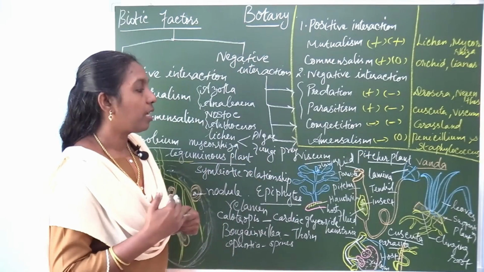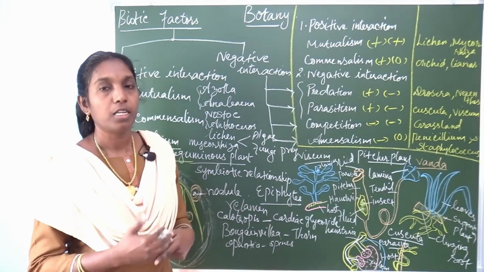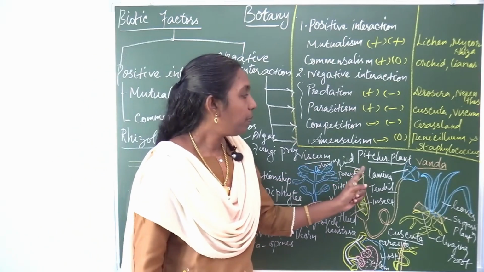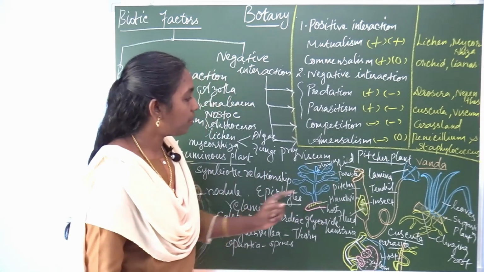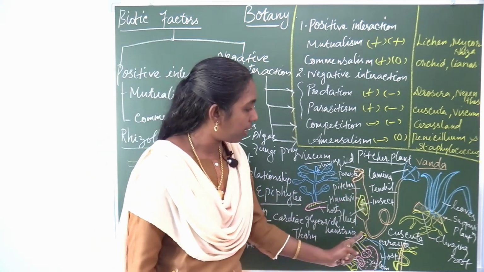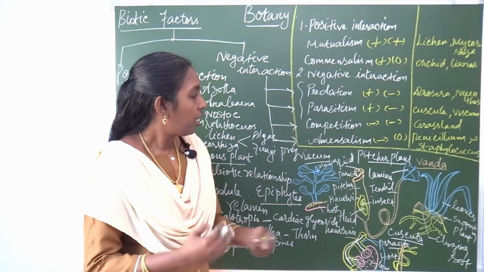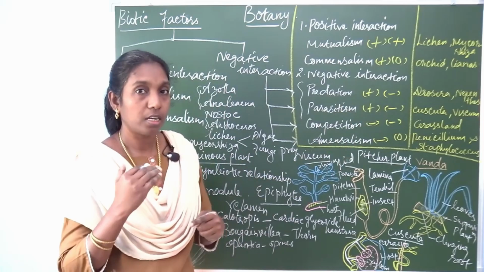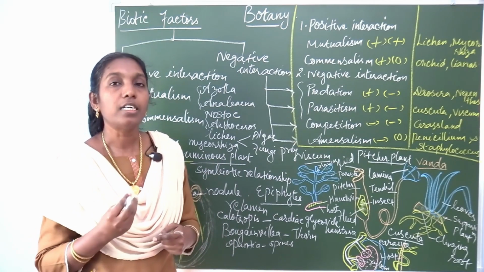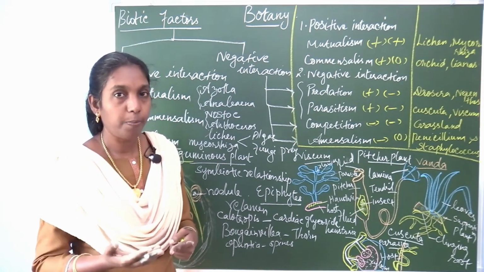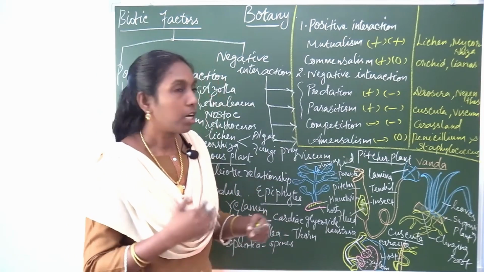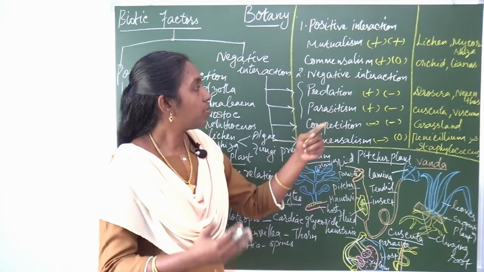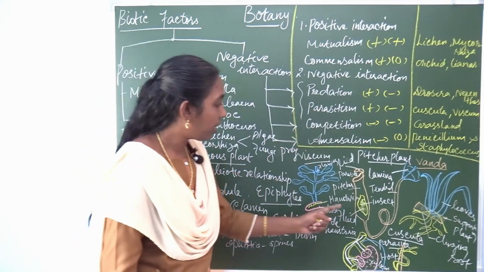In plants, you may see there are a number of insectivorous plants. In the lower classes, you may learn different types of insectivorous plants. Example, the pitcher plant, Nepenthes. Look at this diagram. This is Nepenthes. Among predation, there are a number of insectivorous plants: Drosera, the sundew plant; Nepenthes, the pitcher plant; or Utricularia. All these organisms come under predation. How is it predatory?